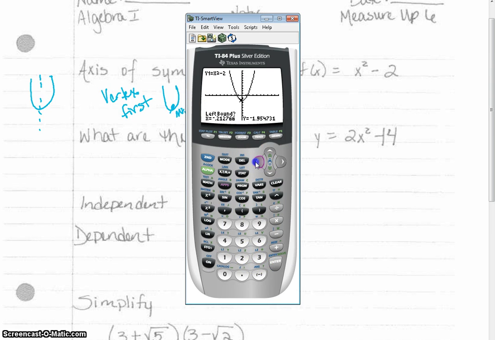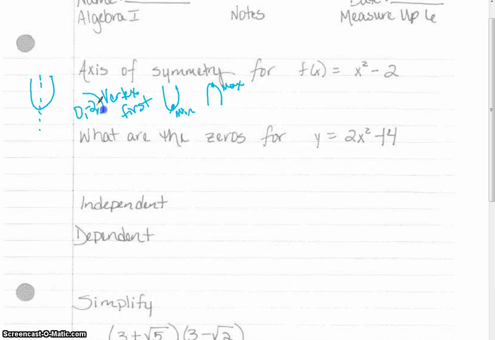Get your cursor to the left. Press enter. Get your cursor to the right. Enter, enter. And this would be a point. Remember, when you see the E, that means 0. So my point for my vertex is 0, negative 2. 0, negative 2 is the vertex. The axis of symmetry is always written x equal, and it's whatever the x value of your vertex was. So for this one, it is x equals 0.